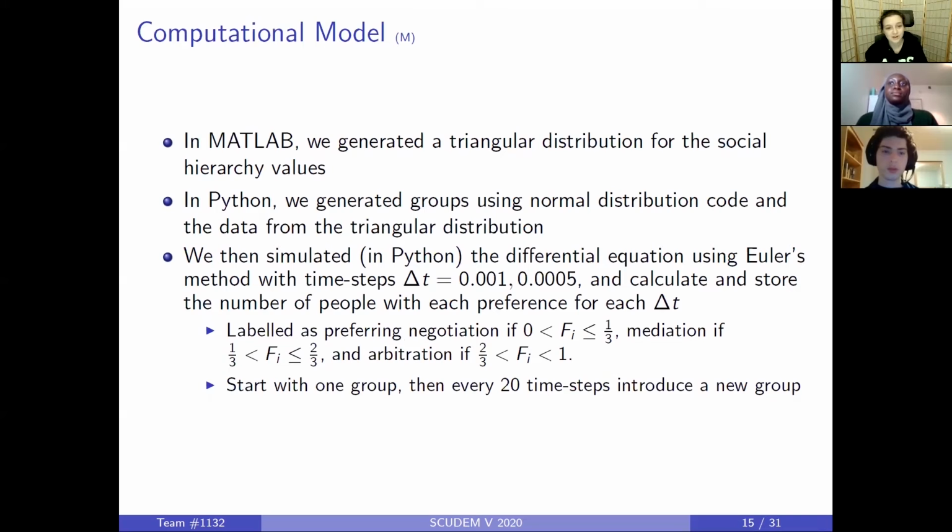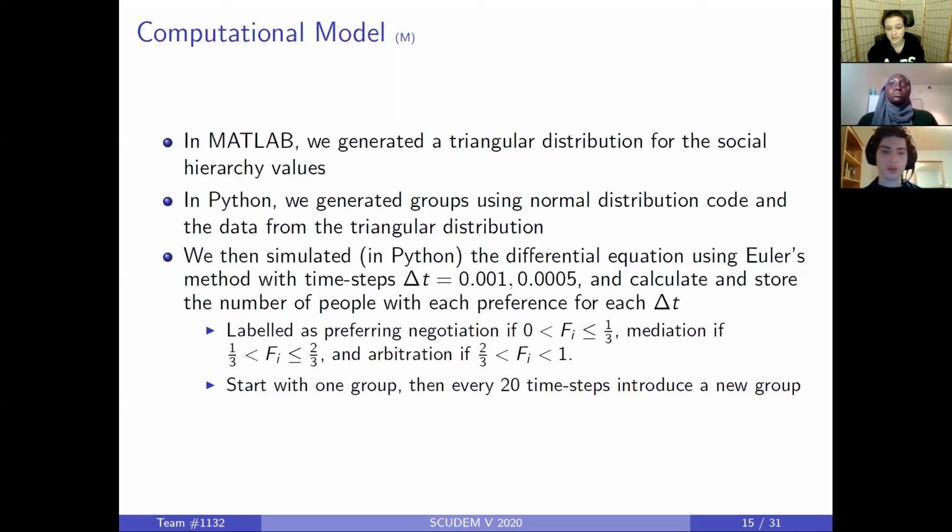So for the computational side of things, we used MATLAB to generate that triangular distribution for the social hierarchy values. And then we mostly worked in Python where we generated groups and used Euler's method with time steps that we varied to see the different effects. But then we calculated and stored the number of people with each preference at each of those time steps.